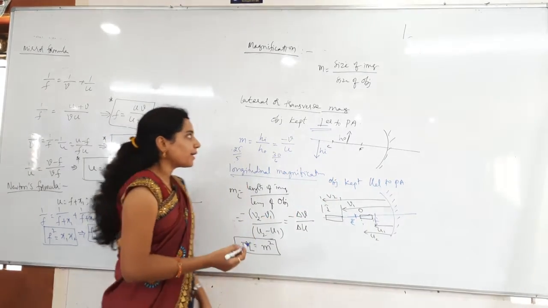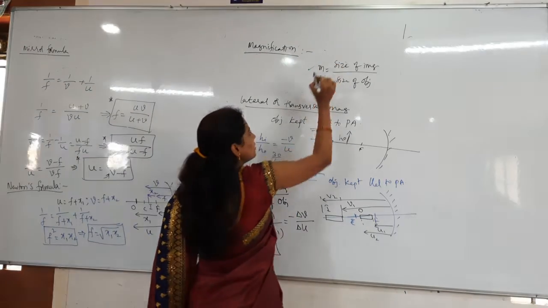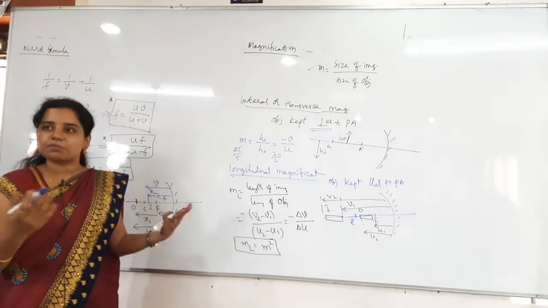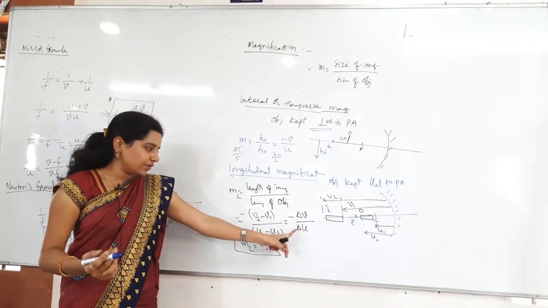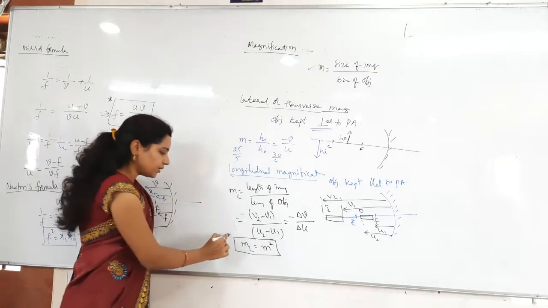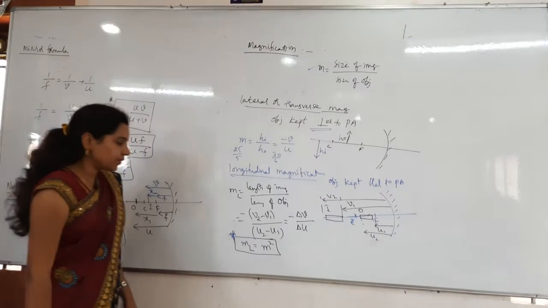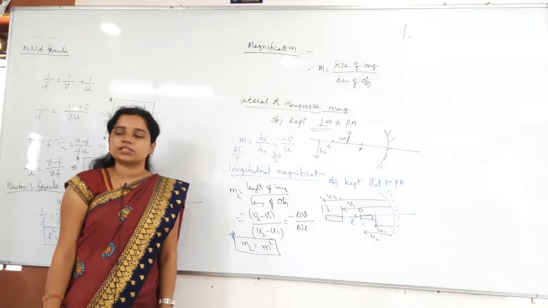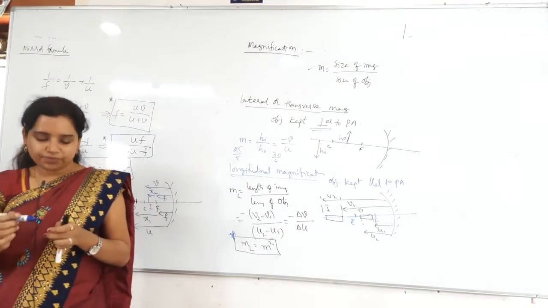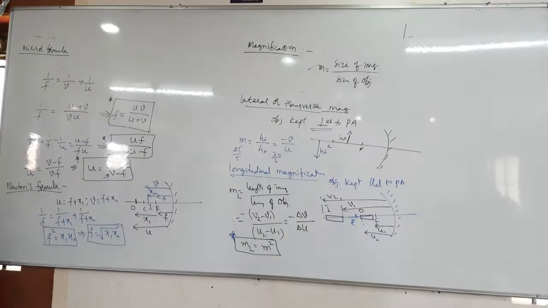Now magnification means, I said, size of the image by size of the object. That size might be length. So length of the image by length of the object, that is delta V by delta U. And this is important. The longitudinal magnification is the square of the lateral magnification. Clear? Copy that.